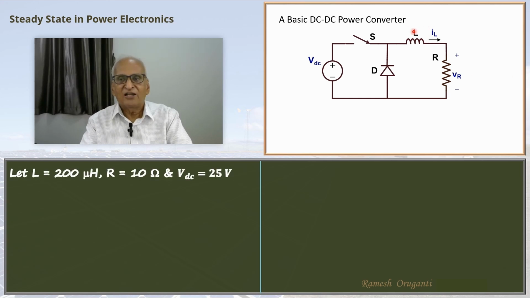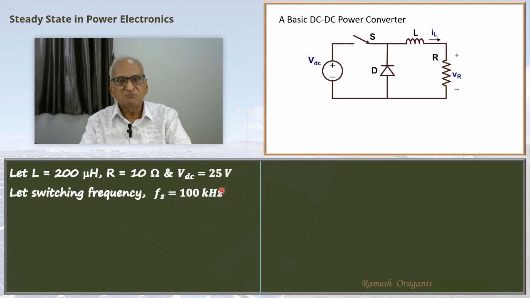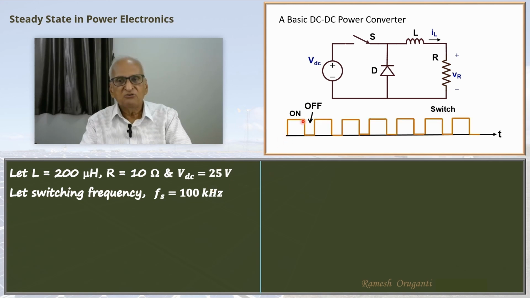Let the inductor value L be equal to 200 microhenry, the resistance value R be equal to 10 ohms, and the voltage VDC be equal to 25 volts. You can see that these values are the same as what we had before for the simple DC circuit analysis. The switch is going to be switched on and off alternately, and let the frequency of the switching be 100 kilohertz. So the switch is switched on for a short interval, switched off for a short interval, and the process is continued. And this is the switch control waveform.